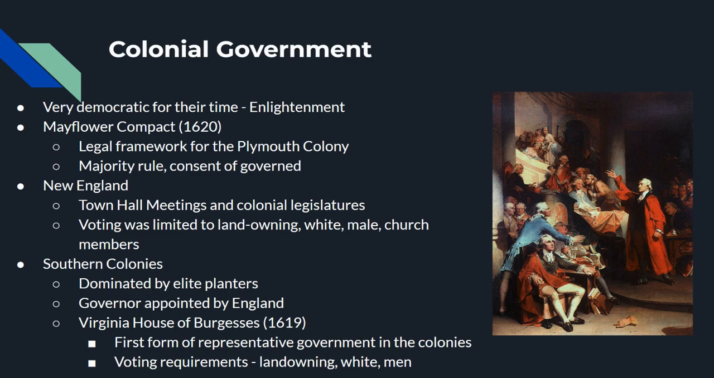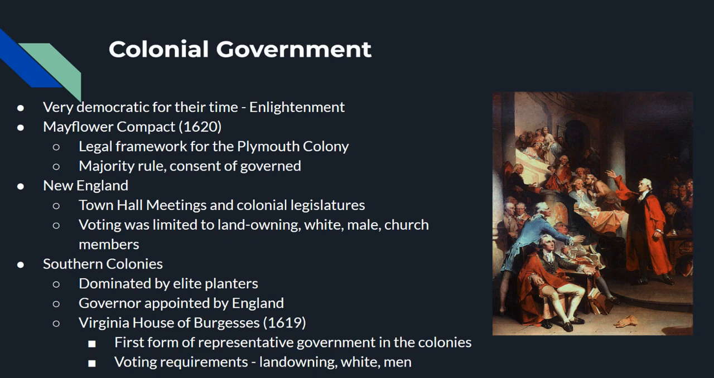And then another example, in New England, they have these things called town hall meetings and colonial legislatures where more people have a say in politics. Now, voting is limited to landowning white male church members, which may not seem very democratic, but again, for the time it is, and being able to vote in this kind of government was more democratic than what they were used to in Britain.